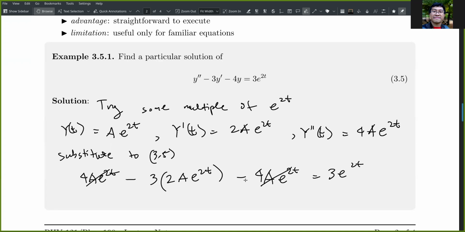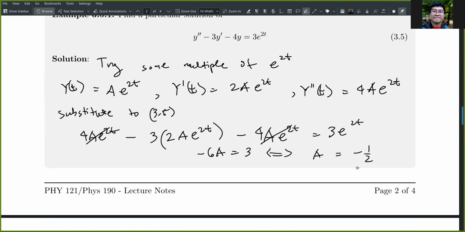This and this cancel. You have minus 6 and 3. So what we have is that minus 3 times 2, which is 6A, should be equal to 3. So minus 6A should be equal to 3, which tells us that A should be equal to minus 1 half. So our particular solution should be minus 1 half e to the power of 2t.